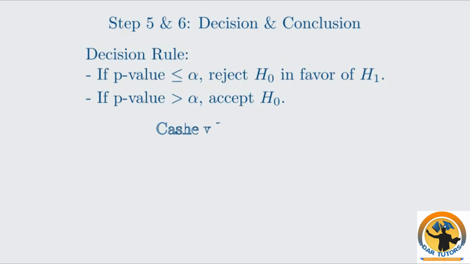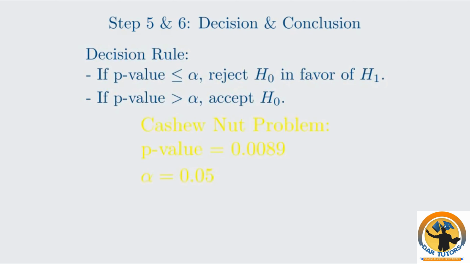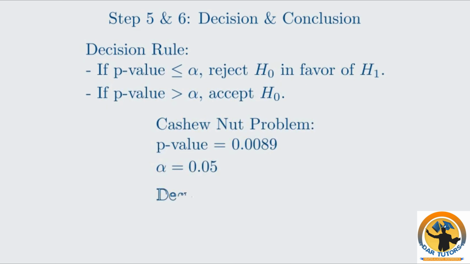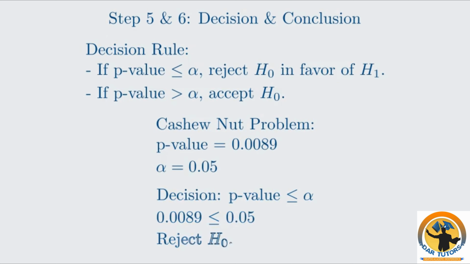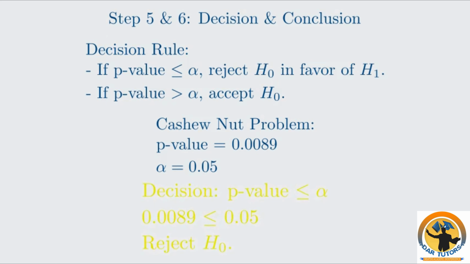Returning to our cashew nut problem, we found a p-value of 0.0089 and our significance level was 0.05. Is the p-value less than alpha? Yes, 0.0089 is less than 0.05. This means that the probability of observing our sample mean of 99.4 grams, or something lighter, if the bags truly contained 100 grams on average, is less than 1%.